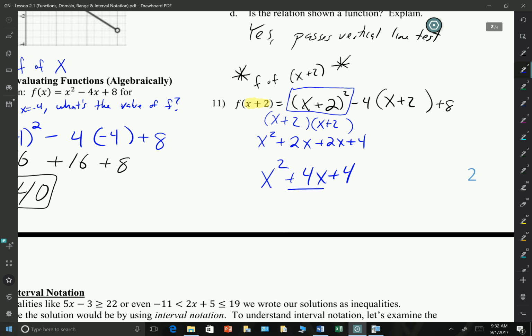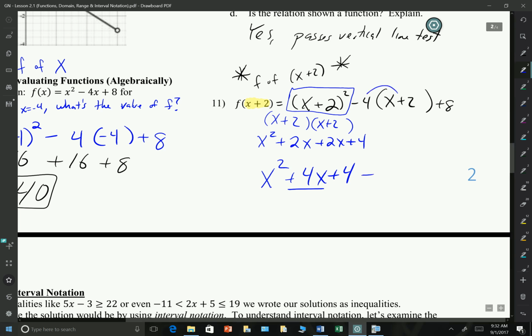So you cannot square that way. You have to write it twice. And I get minus 4x minus 8 plus 8. If I combine like terms, hey, negative 8 and 8 cancel, don't they? I have a 4x and a negative 4x. I just get x squared plus 4 for my answer. That's cool.